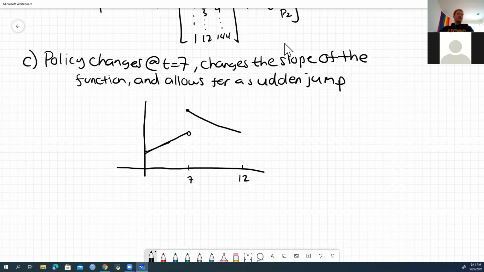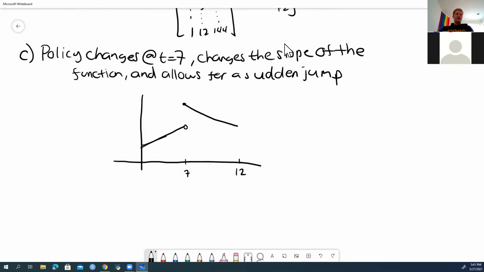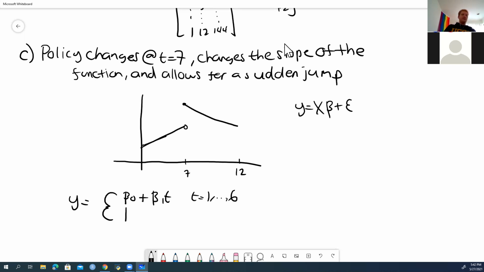So how would I write this as y is equal to x beta plus epsilon? Well, what you can do is write it like this. You'd say y is equal to some slope for the first part. So it's going to be beta naught plus beta 1 times t, where t is equal to 1 through 6. And then it's beta 2 plus beta 3 t, for t equals 7 to 12.